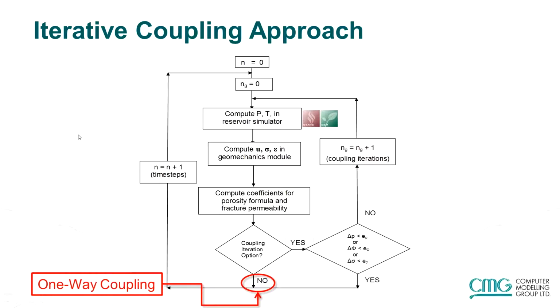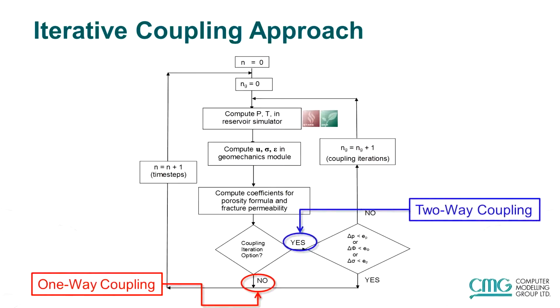Now if you use the coupling iteration option, which is when you choose yes, then it's called two-way coupling. In this case, the updated porosity and permeability will be fed back to the reservoir simulator, which will have to calculate the pressure and temperature again, which will then lead to an updated value of displacement, stresses, and strain. And we go on this loop on the right-hand side until we reach convergence. And once we reach convergence, we go and take the next time step. So that's how these two couplings work.